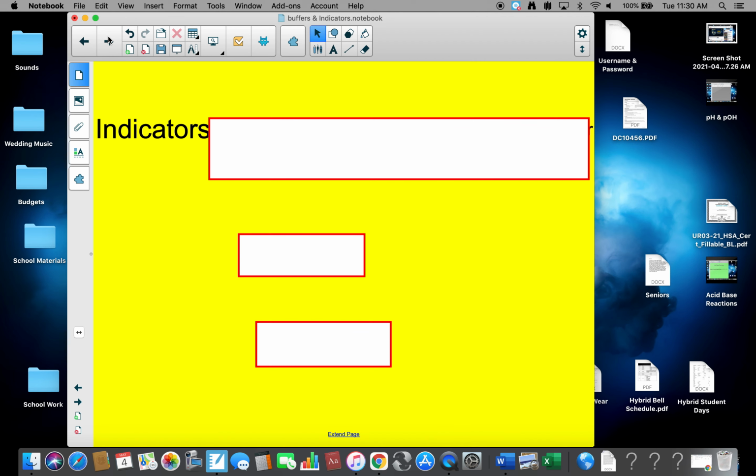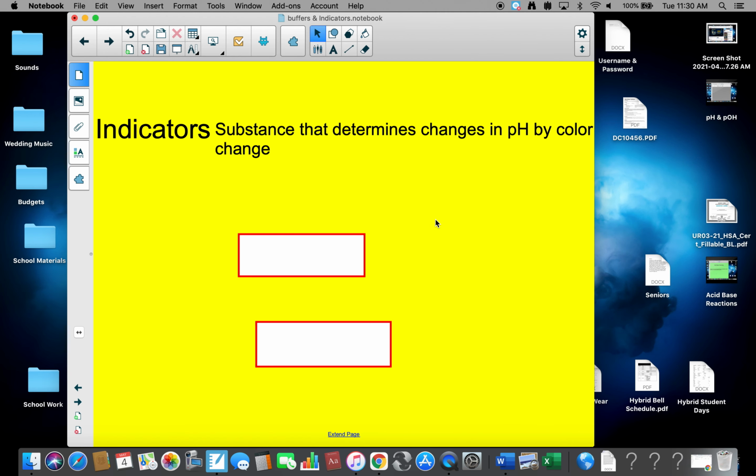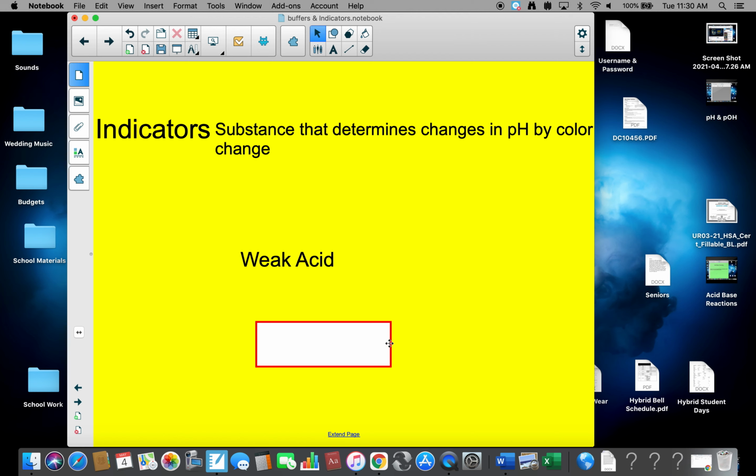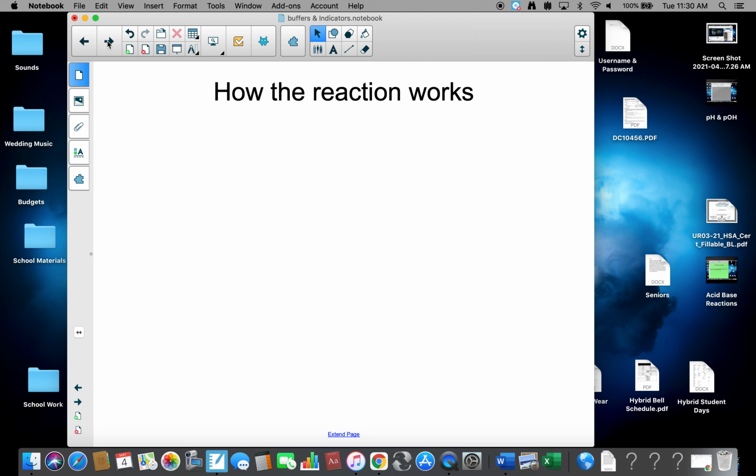Now we're also going to look at something called indicators. Indicators are substances that determine a change in pH by changes in color. These are weak acids. Remember, they go into equilibrium. We will demonstrate for you the process of weak acid indicators. Again, I'll explain in class how that works by looking at the process of diffraction.